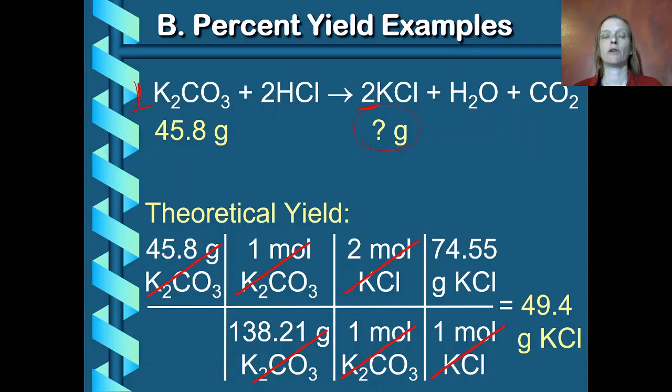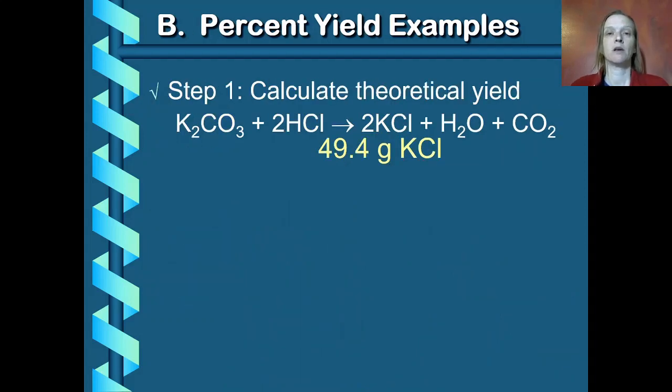Doing the math, 45.8 times 1 times 2 times 74.55 divided by 138.21 and also divided by 1 and divided by 1 gives you a final answer of 49.4 grams of potassium chloride. Now, I say my final answer, but really this was just the first step in a percent yield calculation. I now know how much potassium chloride I'm expecting to get, 49.4 grams. I've done step 1 for percent yield.